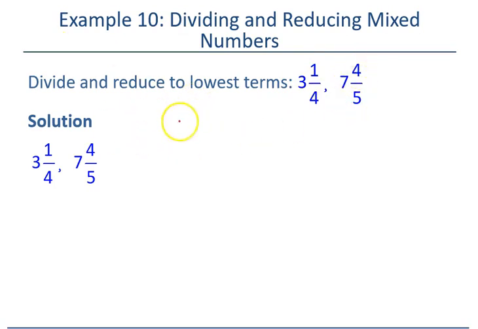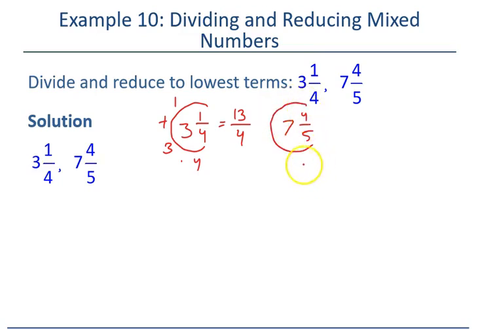So, coming in here, we've got 3 1/4. I'm going to change this over. I've got 4 times 3 plus 1. So 4 times 3 is 12 plus 1 is going to give me 13/4. And then I've got 7 4/5. Come here and do the same thing. I got 5 times 7 plus 4. 5 times 7 is going to be 35, plus 4 is going to give me 39. So this is going to be 39/5.